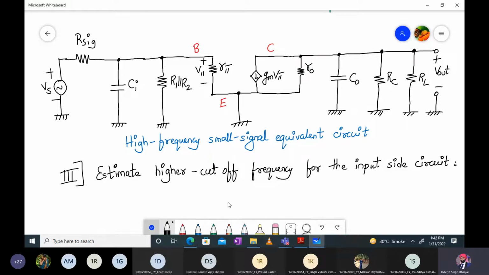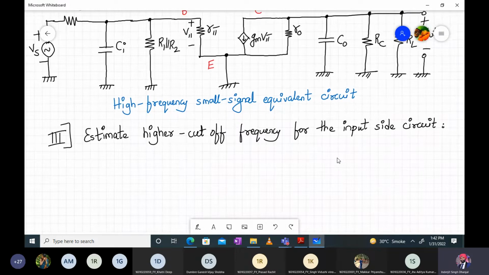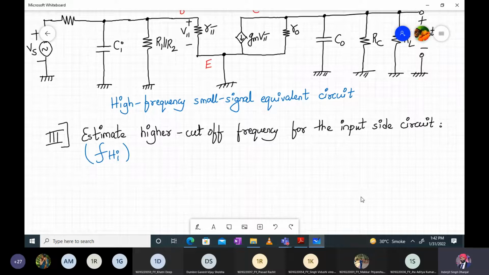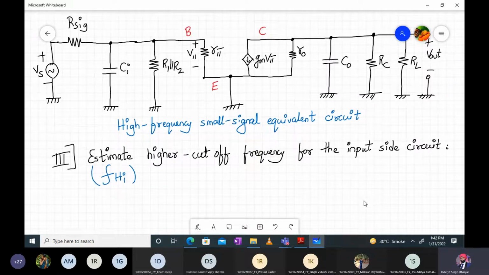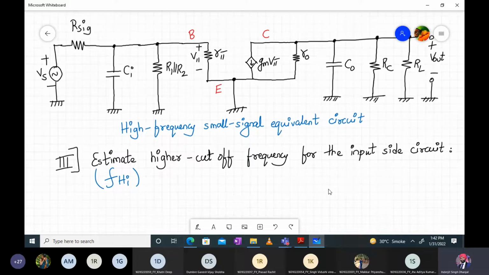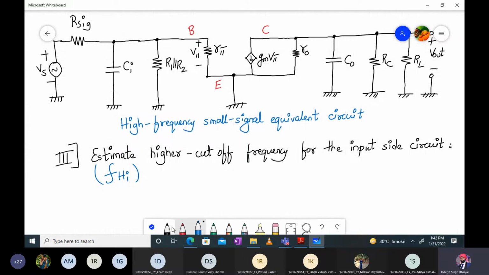Okay, so we'll estimate the higher cutoff frequency for the input side of the circuit. That means we have to find FHI. We call this FHI. While we consider this, we'll consider Ci alone. We'll consider Ci alone. So for this, what do we do?